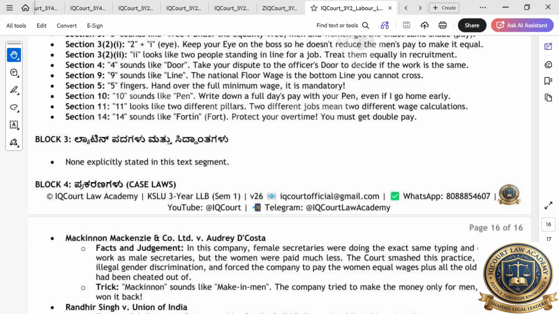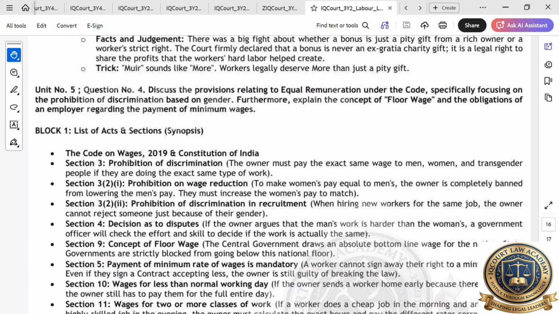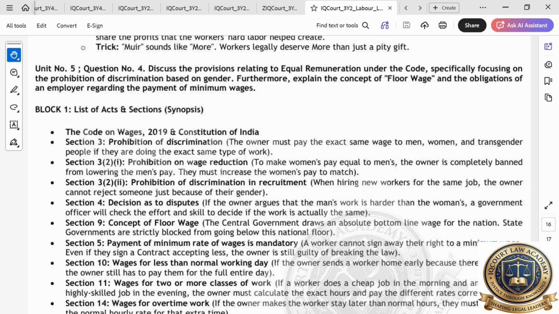You will not get this anywhere. There are no Latin words in this doctrine, so there is nothing there. For each question, we have segregated like this. You will not see this kind of material anywhere else.